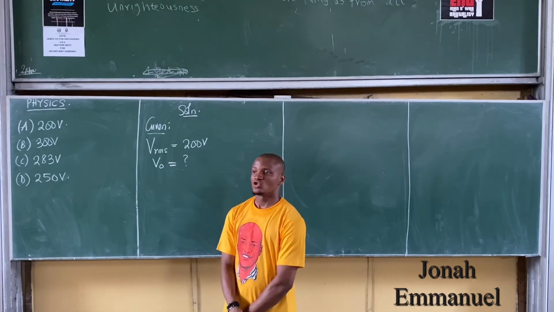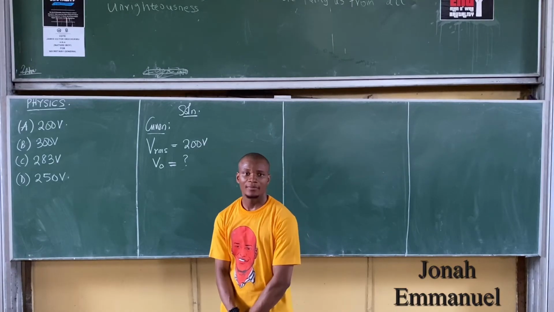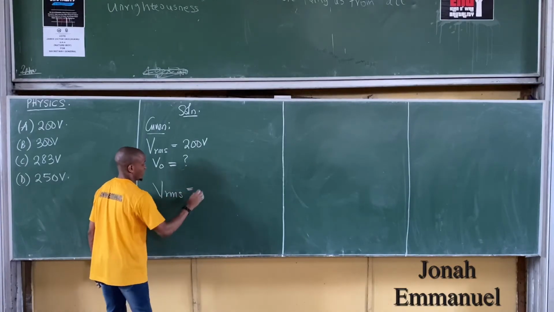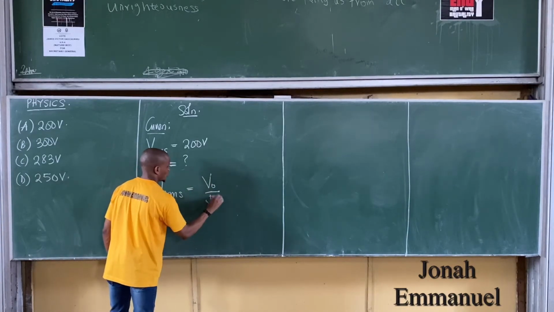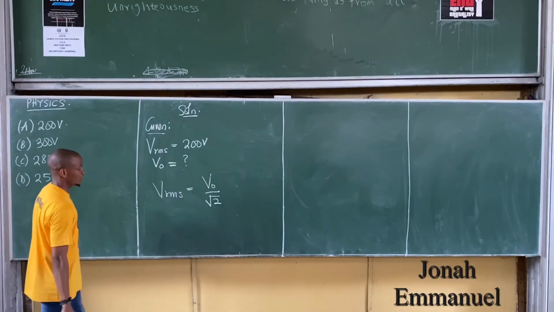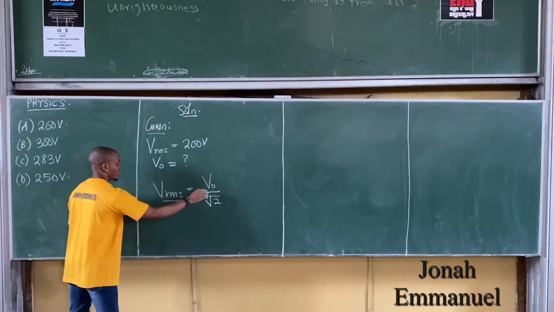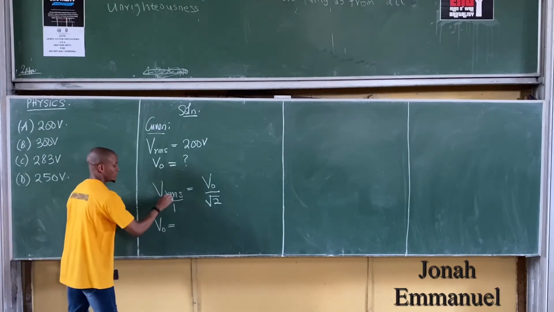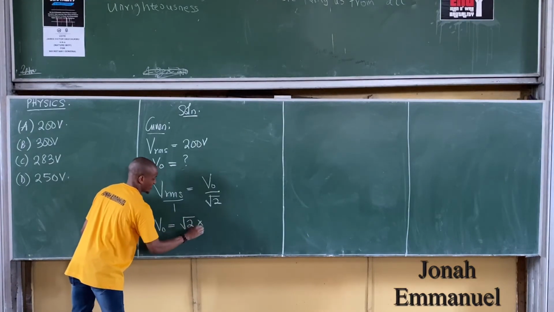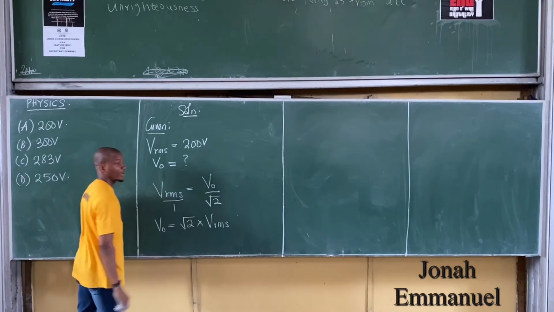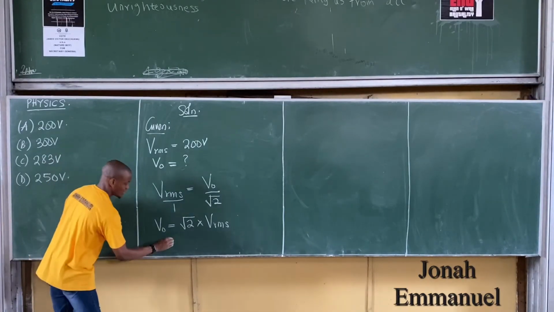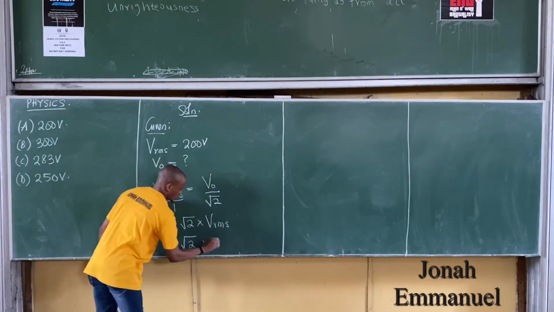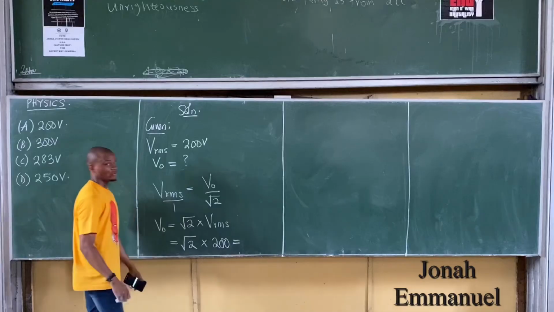So how do I solve this? What's the formula? We said VRMS is equal to V naught over root 2. We'll find V naught. V naught times 1 is V naught, equal to root 2 times VRMS. So the peak value is root 2 times VRMS, which is root 2 times 200. Please give me the value.